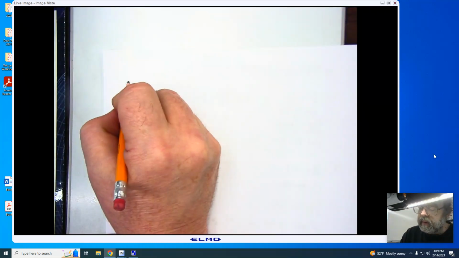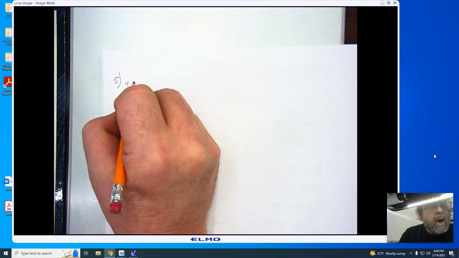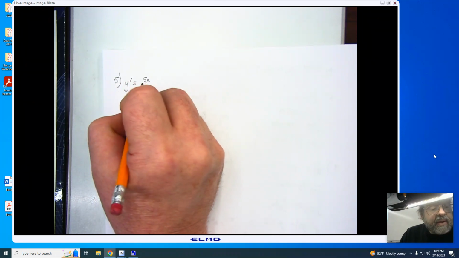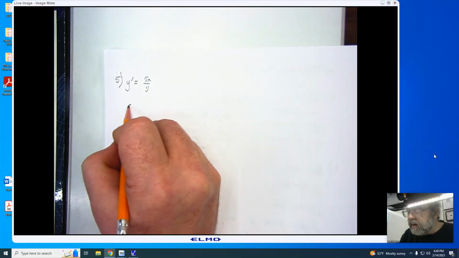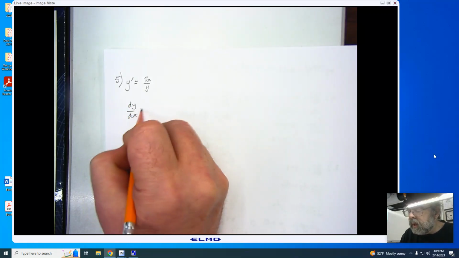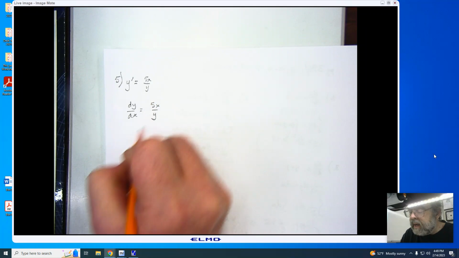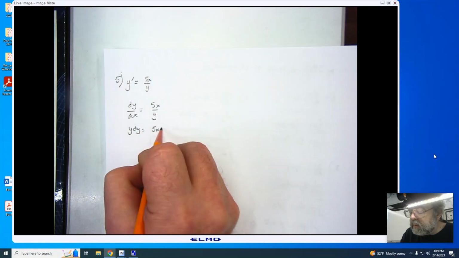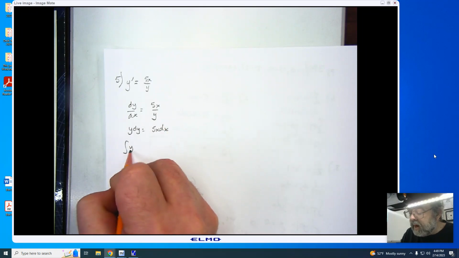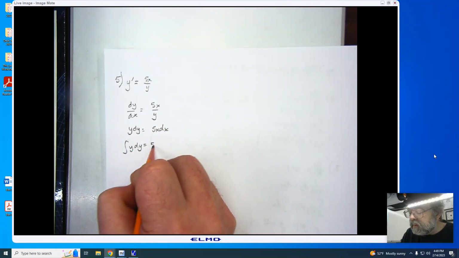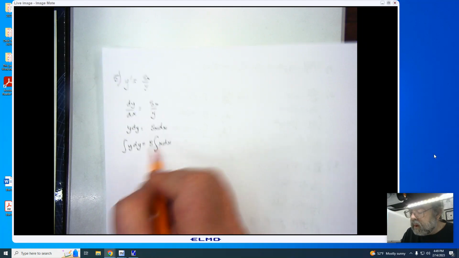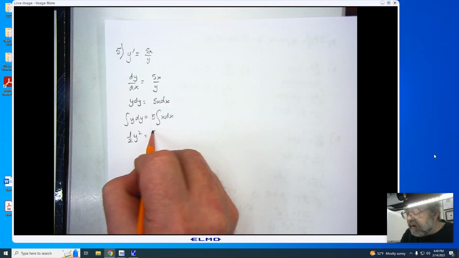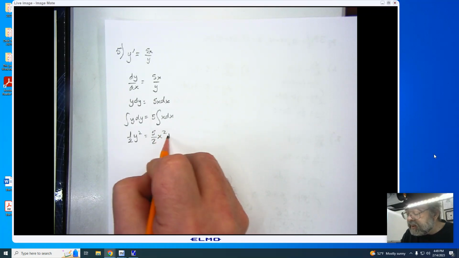So number 5, we are looking at y prime is equal to 5x over y. I'm going to rewrite it as dy/dx equals 5x over y. This allows me to separate my variables and then integrate both sides, so that I end up with 1/2 y squared is equal to 5/2 x squared plus c.